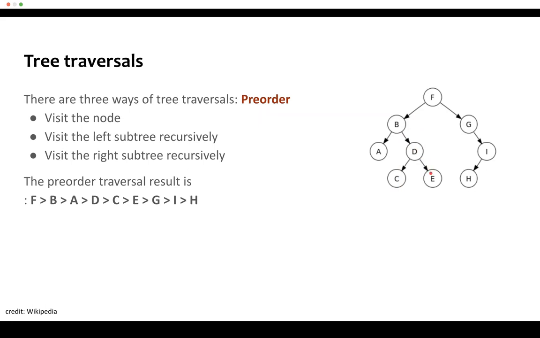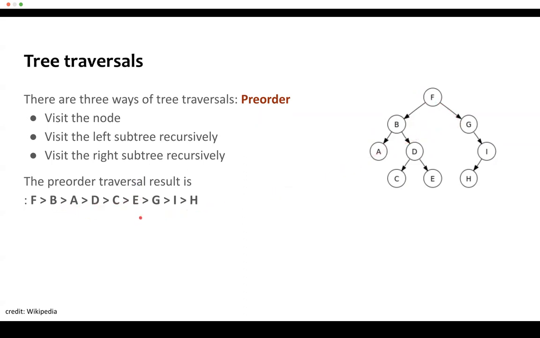And in the perspective of F, we processed all the children on the left side. And what we are going to do is process the right child. So after we travel through all the children on the left side, we're going to go to the right. That is going to be G. So F, B, A, D, C, E.